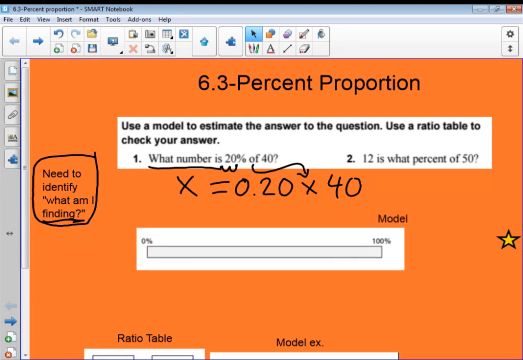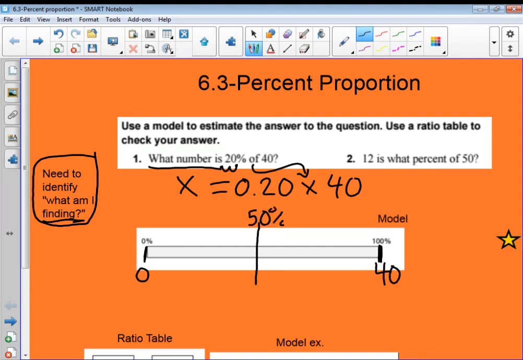So this is a model. If I said what number is 20% of 40, I would put 40 down here. So 40 is the same as 100, and my 0 would be 0. So I want to figure out where 20% would be. I know 50% is right about here. Then if I try to break it down into fourths, well, no, so 20%, this would be about 25.